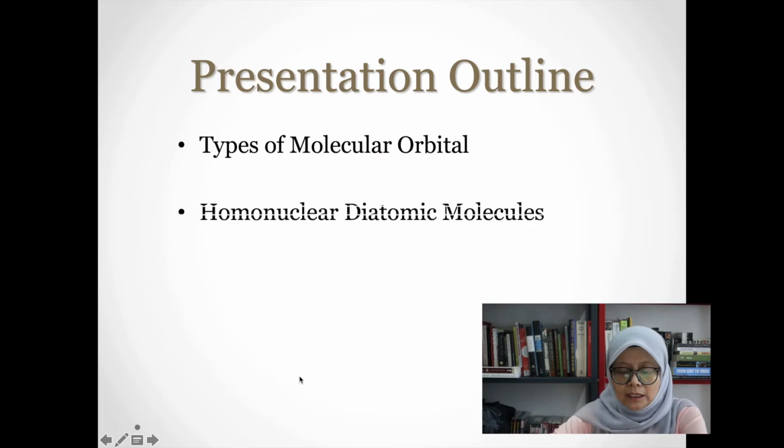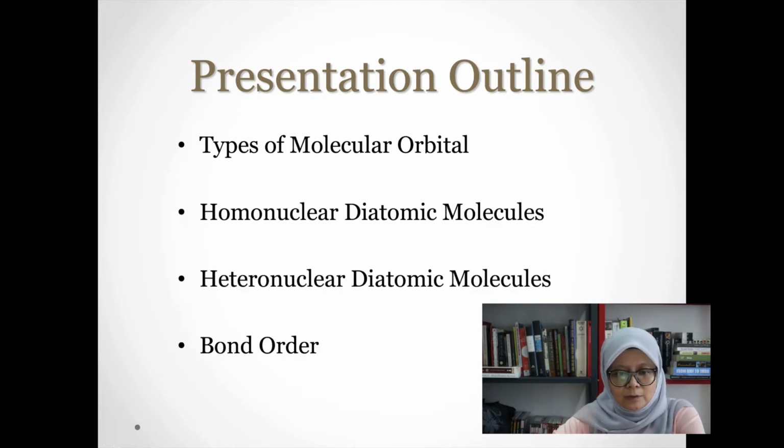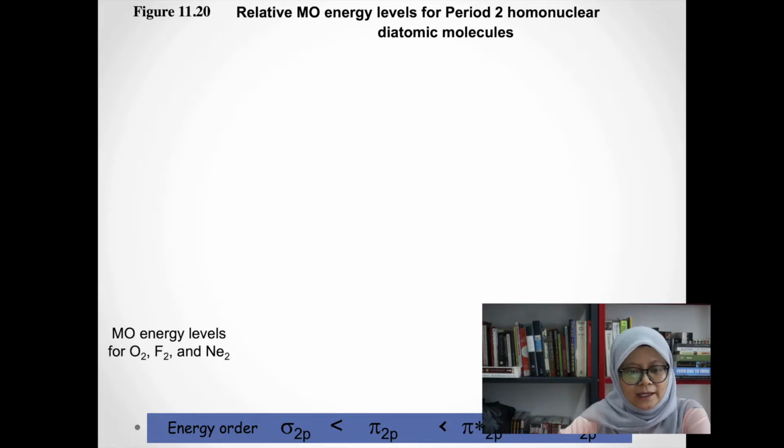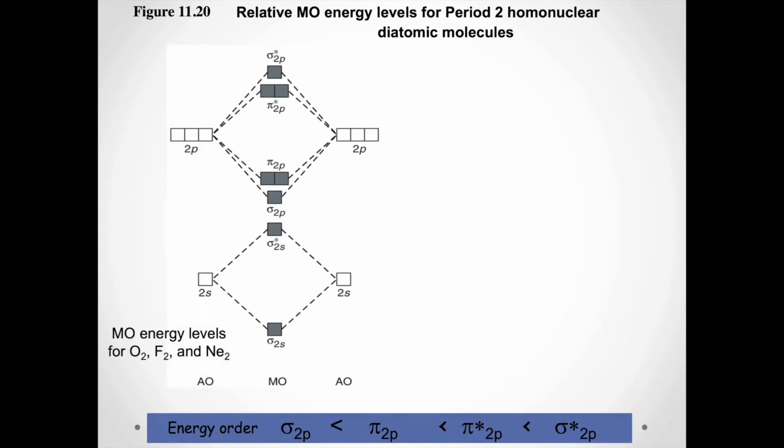These are the presentation outline. First is the types of molecular orbital. Second is the homonuclear diatomic molecules. For the first and second, we covered these two during our last class. The third one is heteronuclear diatomic molecules, which is what we will be discussing today, and also the bond order. Last class we stopped here.